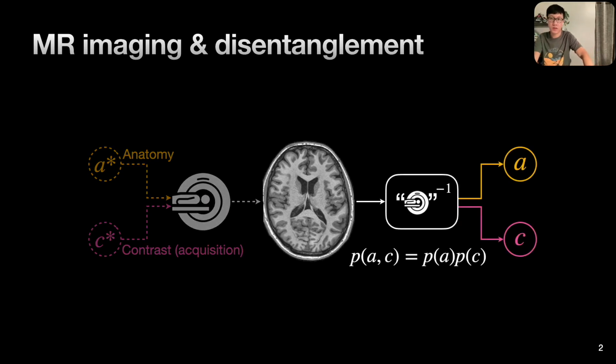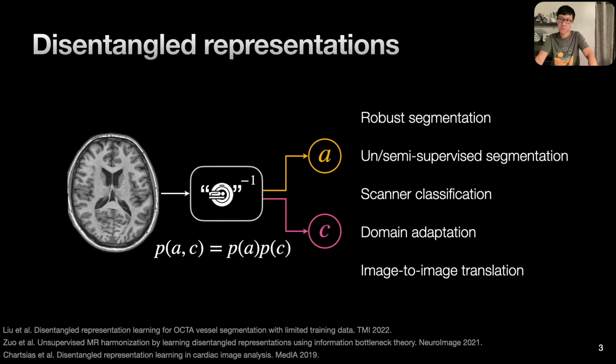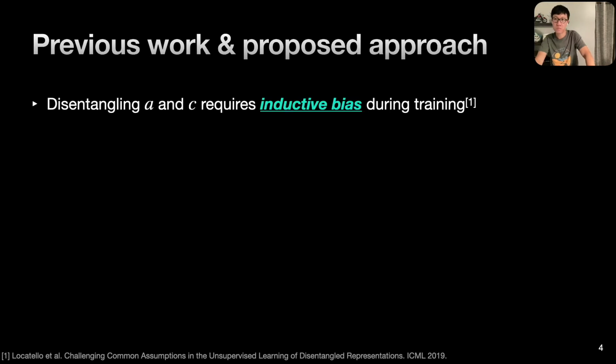The goal of disentangled representation learning is to learn an inverse scanner function so that we can have an estimate of the latent factors A and C, and also we would like A and C to be independent of each other. These disentangled representations have been shown to be very useful in multiple image analysis tasks, including segmentation, classification, and domain adaptation. In this presentation, I'm going to mainly focus on the last two applications, domain adaptation and image-to-image translation.